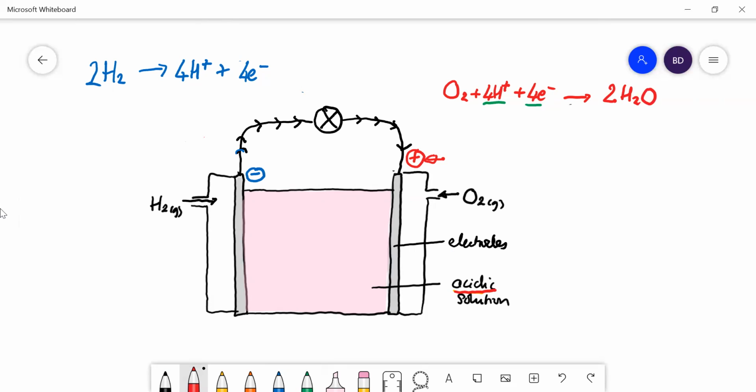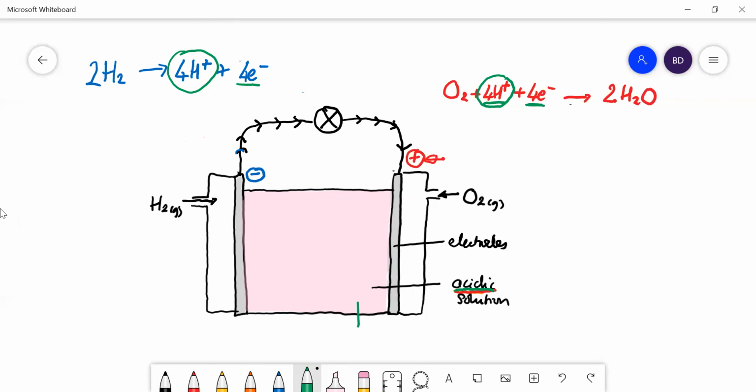Now, it's quite important to note here that this uses up hydrogen ions from the acidic solution. But the solution doesn't become less acidic, because every time it takes in 4 electrons here, 4 electrons must be given out here, and look what happens here. It makes 4 H plus ions.